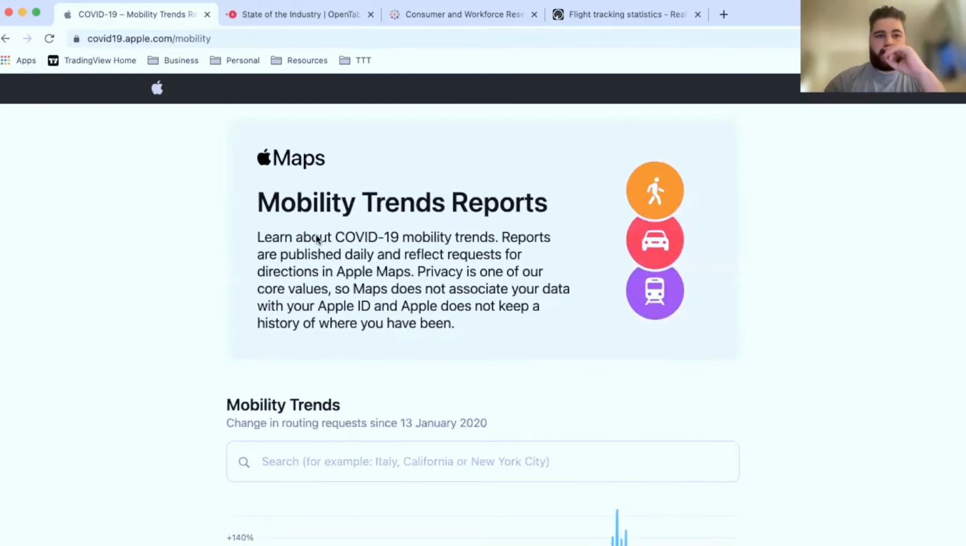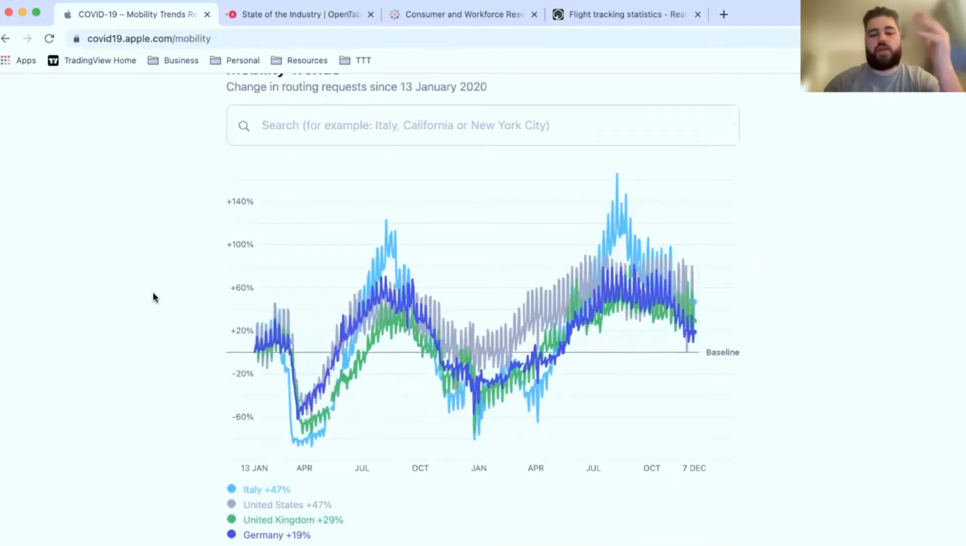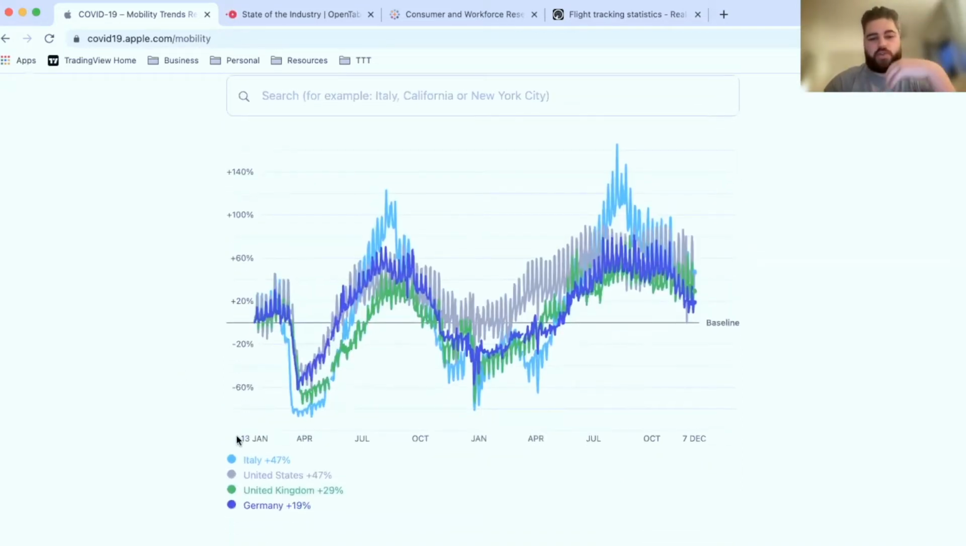First things first is the covid19.apple.com/mobility website. This is the mobility trends report from Apple Maps, and it's really easy to identify as well. Some of the major nations that are tracked include Italy and Germany, so you can get a really good feel for European markets and how they are reacting, the States of course, and then also the United Kingdom.